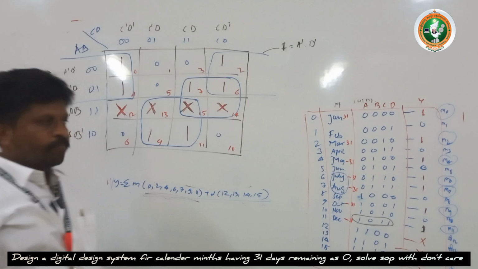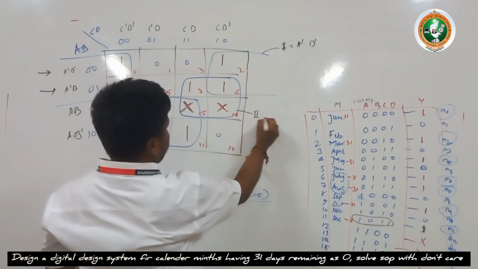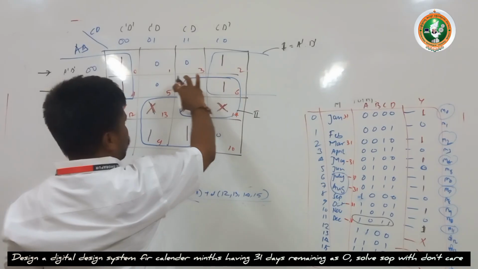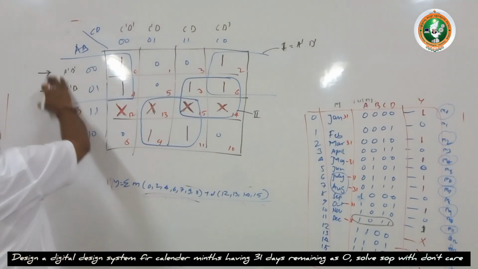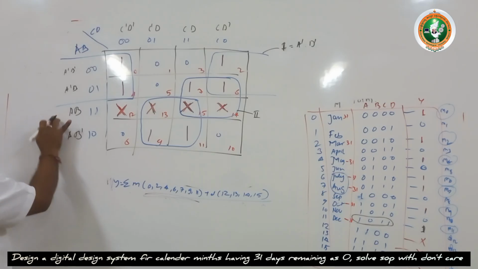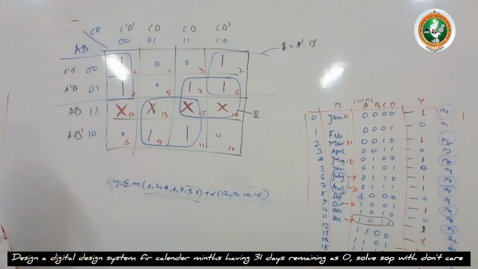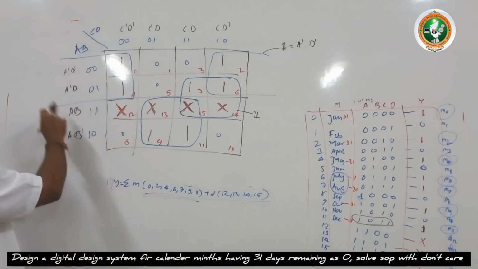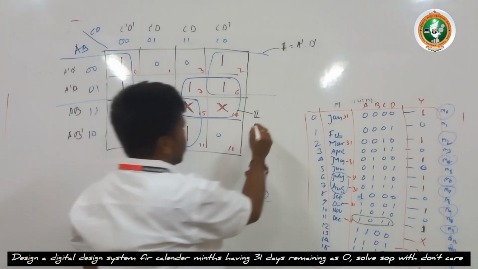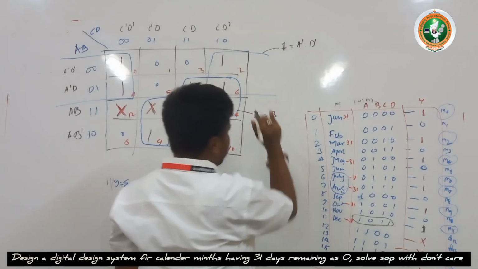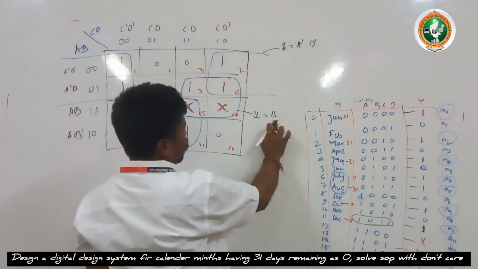Okay, got it? Similarly, I'll go with the second group. This group belongs to how many rows? Two rows, the second row and the third row. Which literal is common here? B is common. A is changing its state, so don't consider it. B is constant here, not changing its state, so it is considered as B. Next, dot. You should put the dot. This is from the row side.